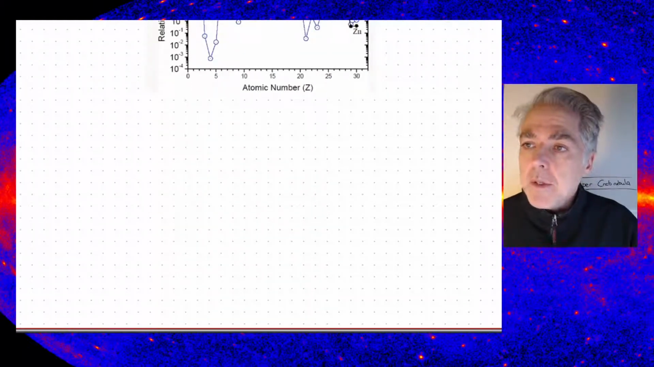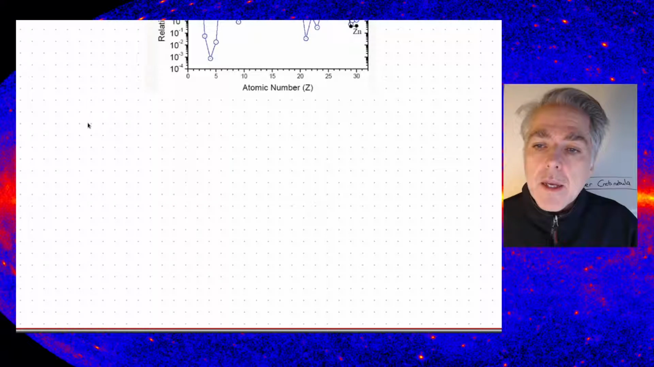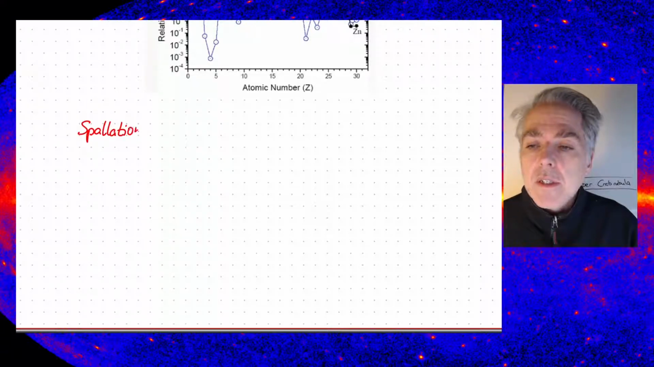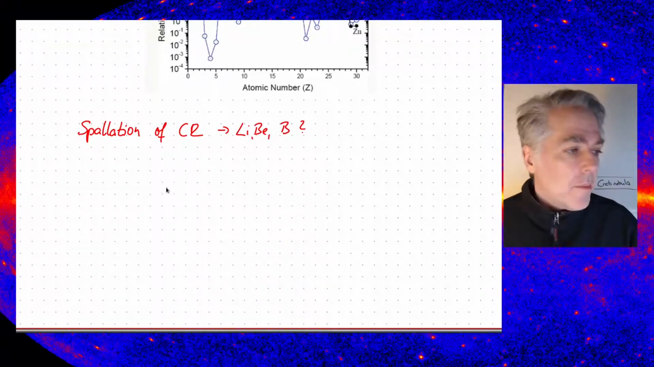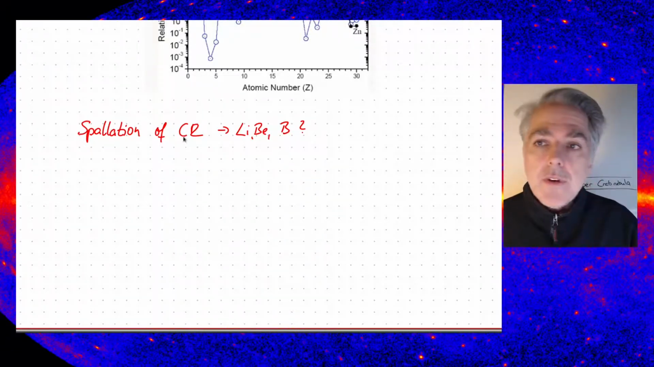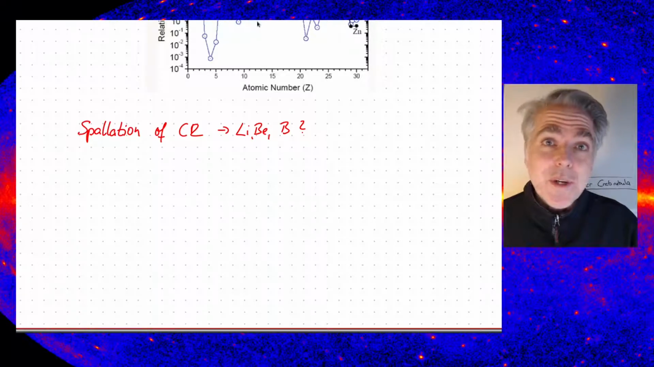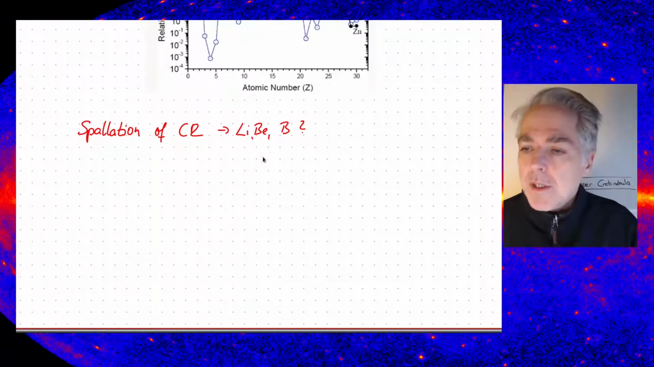So let's start out by coming up with some hypothesis. We say spallation of cosmic rays produces lithium, beryllium, and boron. So that's our hypothesis. And the very simple model that we're going to do is just a so-called one slab model. So let's assume we make a very simple type of picture.